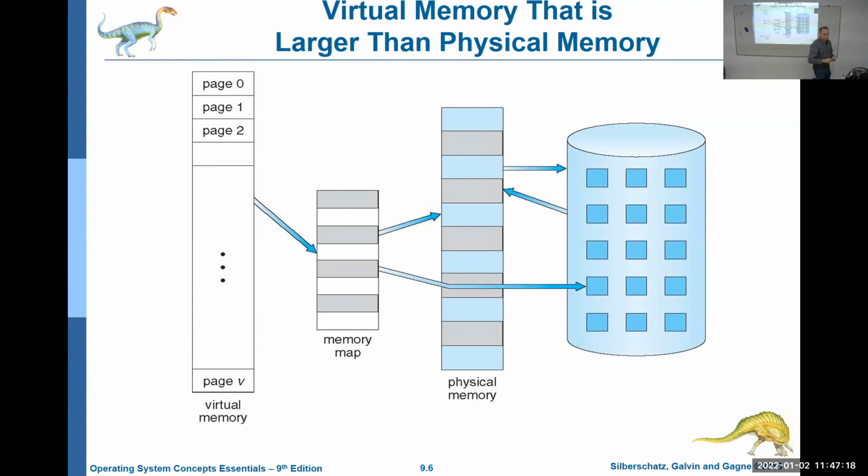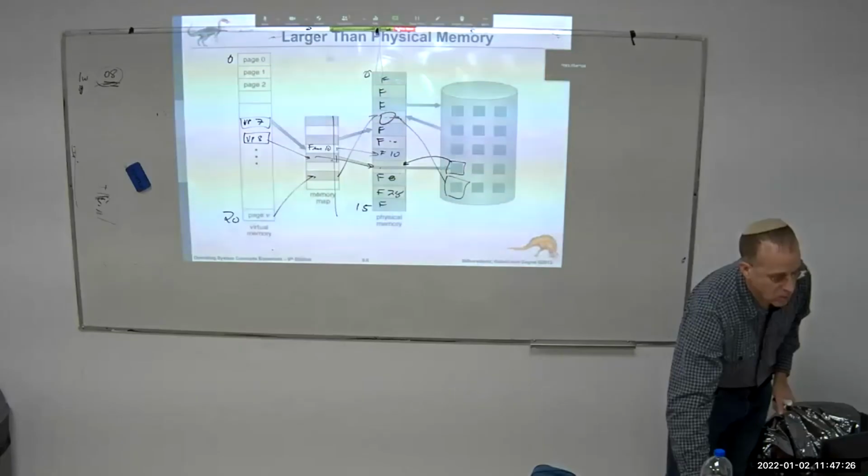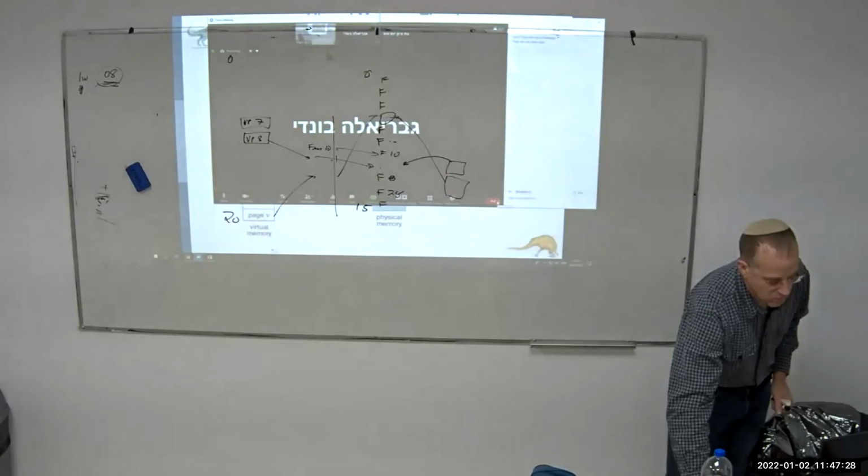If we're not storing everything in the physical memory, but we need something that's not there, and physical memory is full, then what do we do with that?